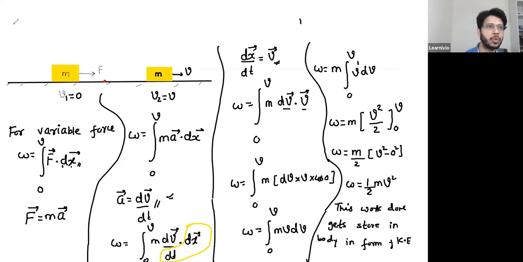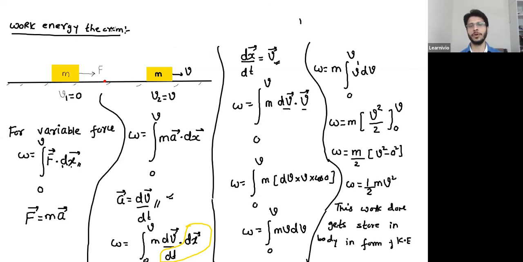The next topic is the work energy theorem. The derivation is the same. First we will do the work energy theorem and then we will do numericals on this concept. The work energy theorem simply says that if you do some work on the body, then due to that work done, the kinetic energy of the body will change. This simple statement is known as the work energy theorem.